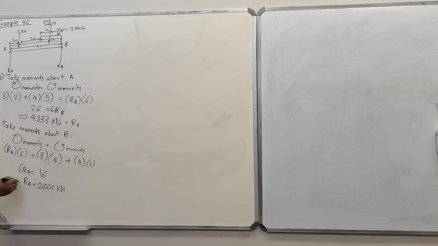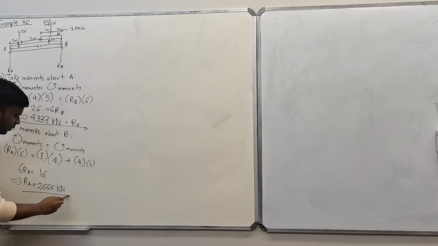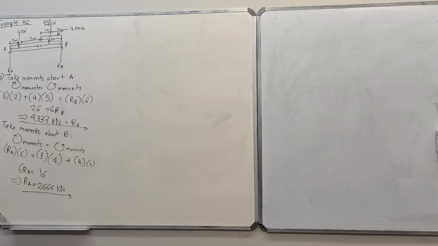Upwards forces must equal downwards forces. Your two upwards forces, 4.33333 plus 2.66666 is 6.99999, which if you round it off will become 7. 3 plus 4 is 7. So your upwards forces are equal to your downwards forces. Your reaction forces are correct, right? This should help you when you're going through the video, because you'll get used to it.